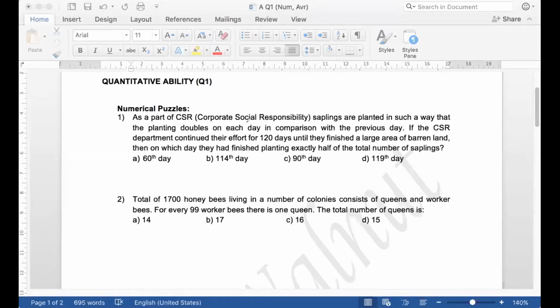Saplings are planted in such a way that the planting doubles on each day. For example, they start from day one, this is day 2, day 3, day 4, day 5. It goes like that. The first day, let's say they planted maybe 4 saplings. The next day, they'll plant 8. And the third day, they'll plant 16. And next day, it's 32. The next day, it's 64. And the 6th day, it is 128. It goes like that. And it's for 120 days.